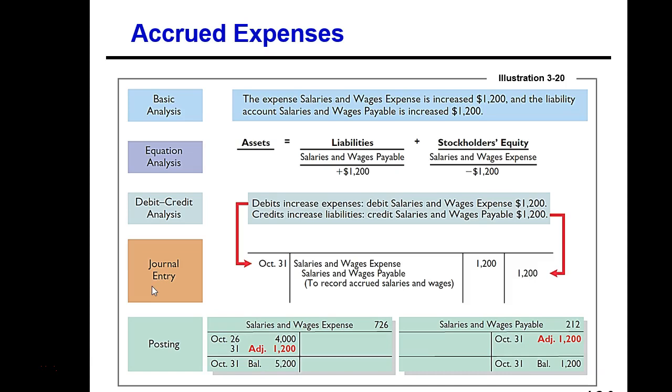So to make the adjusting entry, we would debit salary expense for the $1,200 and credit the liability account salary payable for the $1,200. The key is to recognize and record your revenue and expense transactions in the accounting period in which they actually incur. So we have to make these different types of adjusting entries at the end of the accounting period to make sure that all of our accounting records have been updated and that they are accurate.